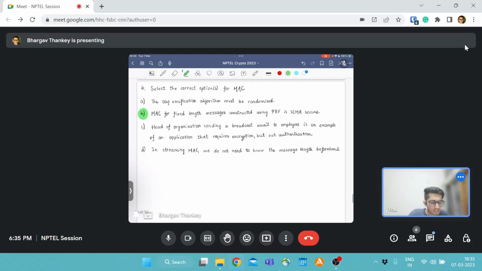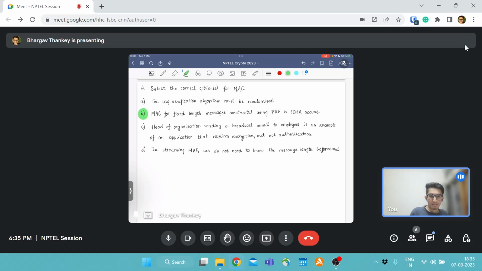Okay, now this is incorrect because here we also need authentication. Why? Because let's say you are an employee and you get an email, and the person sending that email claims to be the HOD, or the head of organization. How do you know that the person is actually the head of organization and not some malicious party?